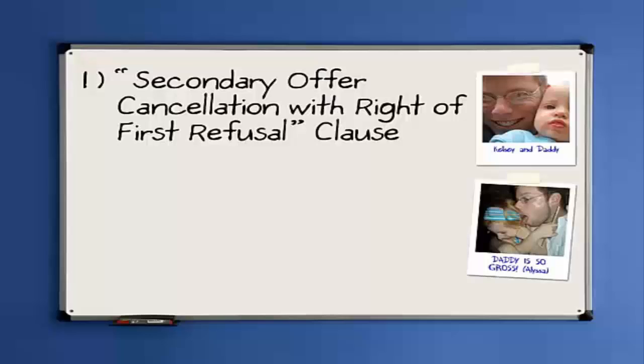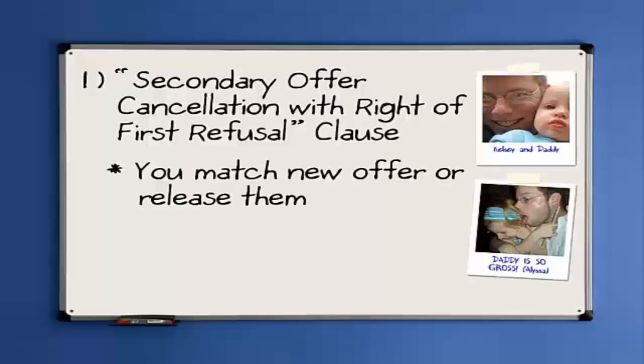So if I've got an option for $100,000 on your property, and somebody comes along and offers $101,000, you can't just take their offer. You have to come to me and say, hey, I haven't been marketing the property, but somebody just brought me an offer for $101,000. And then I have to either match that and close, or we can just part ways. You match their new offer or release them.